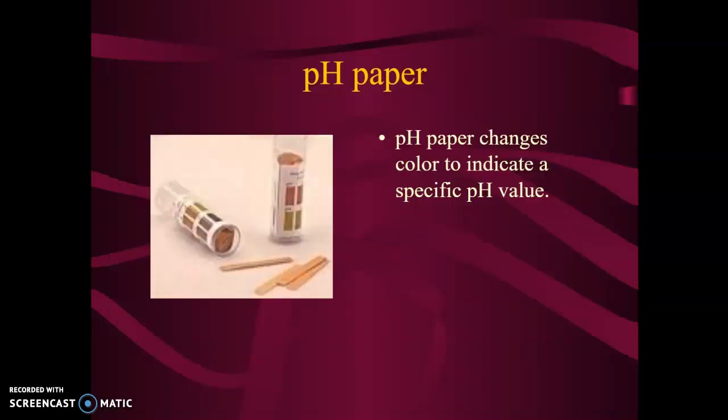pH paper. Some of you might actually have this. If you own a pool or some kind of swimming structure, you'll actually use pH paper in testing the water levels for that. So pH paper changes color to indicate the specific pH values. They'll usually have a little strip. You put it in, hold it for a second, you pull it out, and you can actually test the color that it changed based on the little slip of paper that they give you.